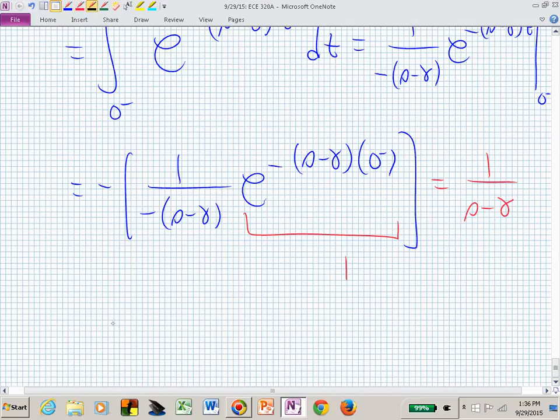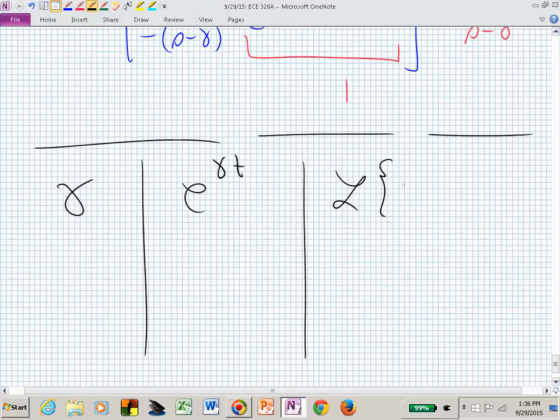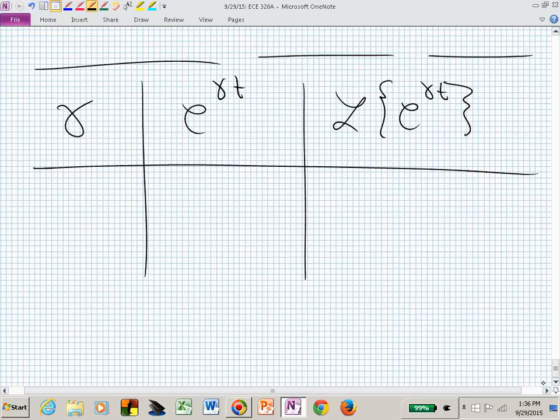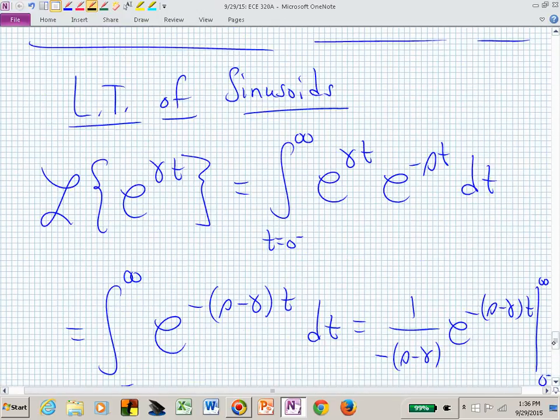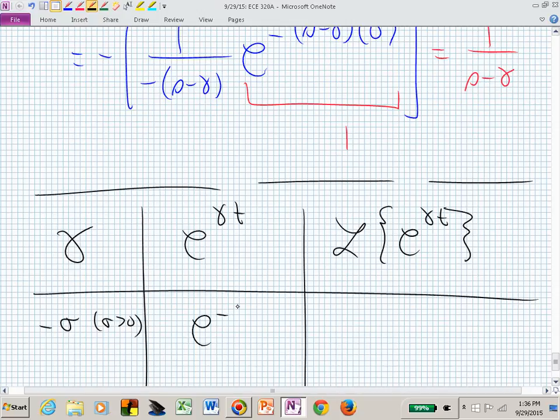Now we can evaluate that for all sorts of choices of gamma. That was the beauty of doing this once. Suppose I now look at gamma. That's e to the gamma t, and what's the Laplace transform of e to the gamma t? Creating a table. Suppose that I want gamma to be minus sigma, where sigma is positive, so that now I have a negative exponent. I have an e to the minus 6t, for example, or an e to the minus 10t. I know that this is e to the minus sigma t.